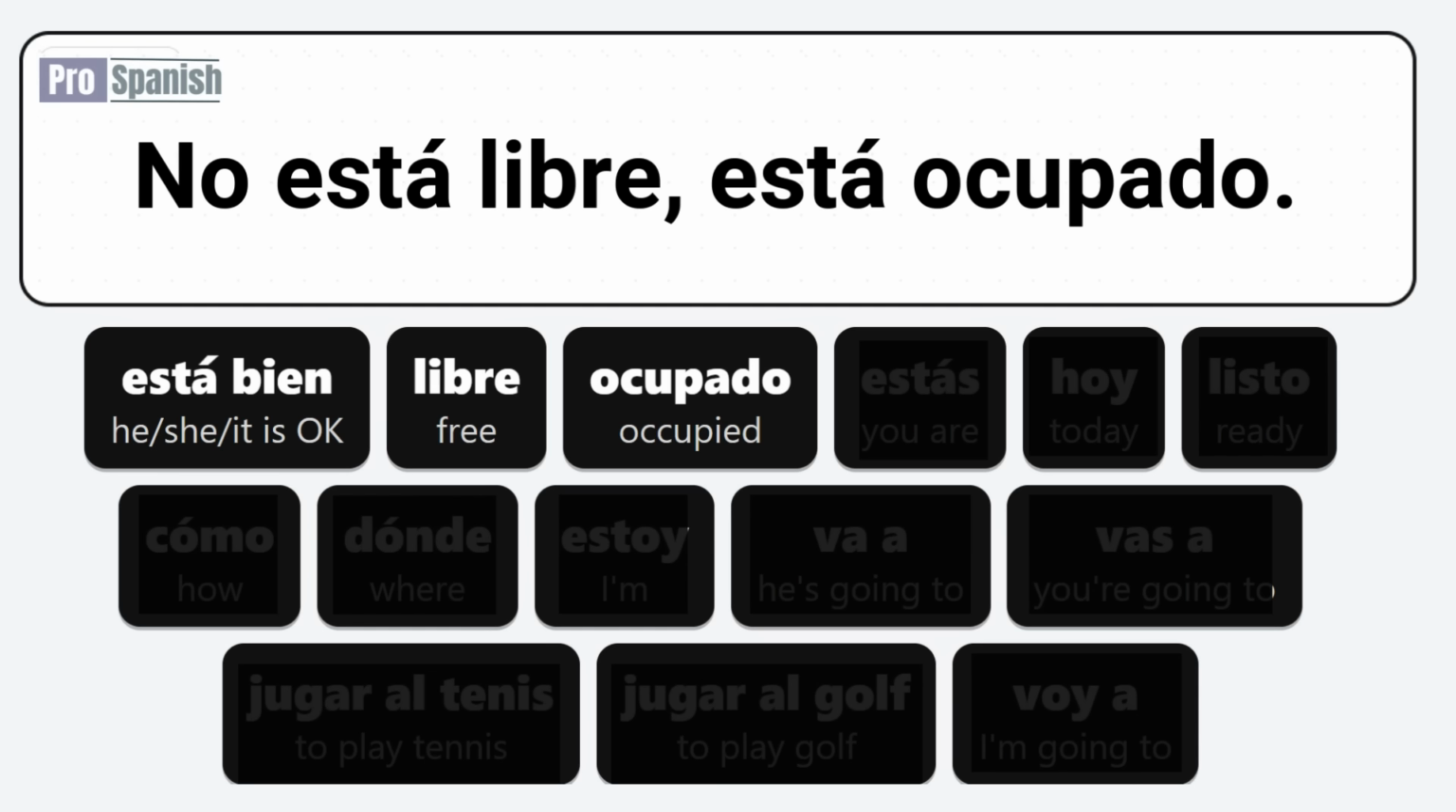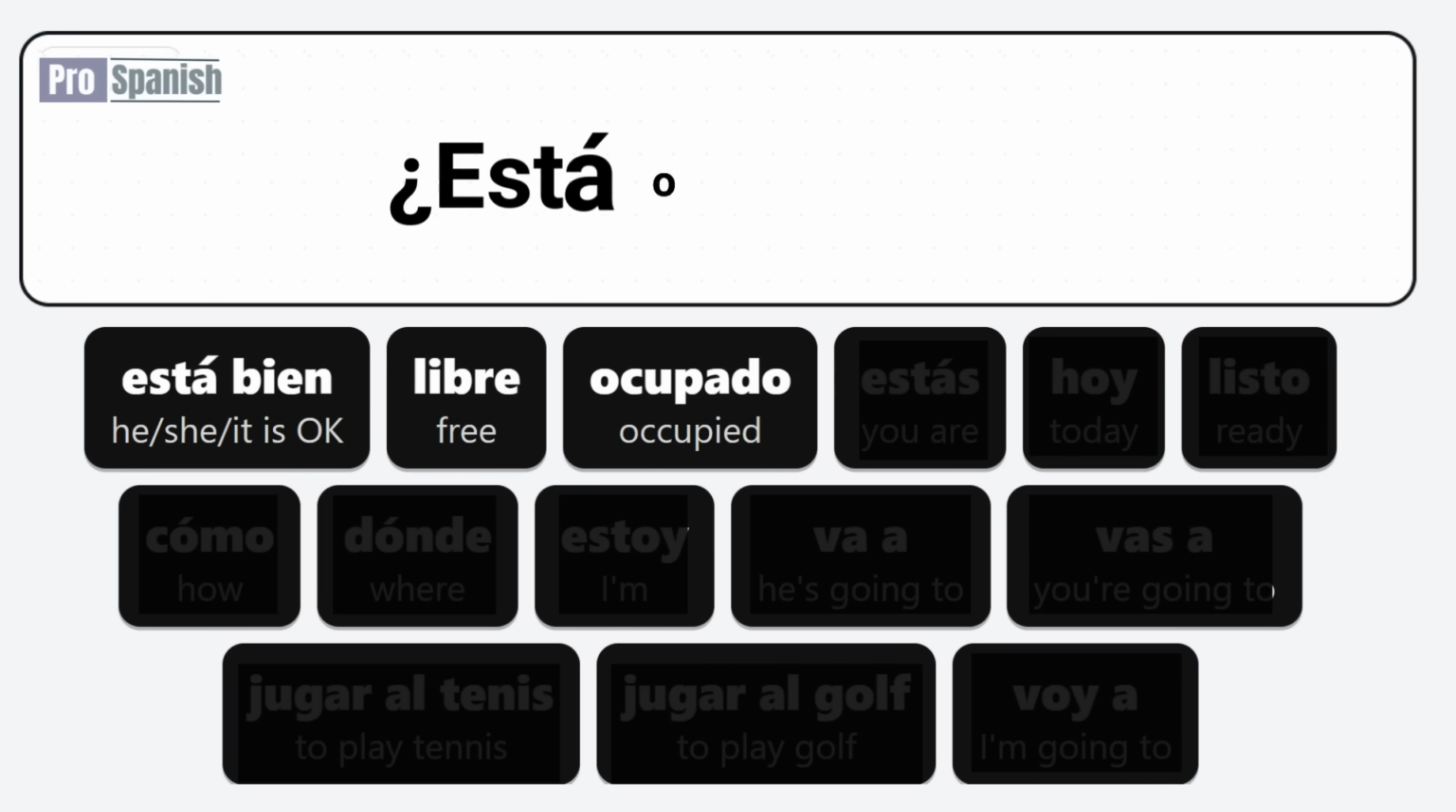And you can see that I'm building up your conversational language without overloading you with grammatical explanations. It's more like I'm giving you pieces of Lego in the right order so that you can build your own conversations. And this is a key feature that runs throughout my ProSpanish Levels 1 to 6 course. How would you ask the question? Is it occupied?